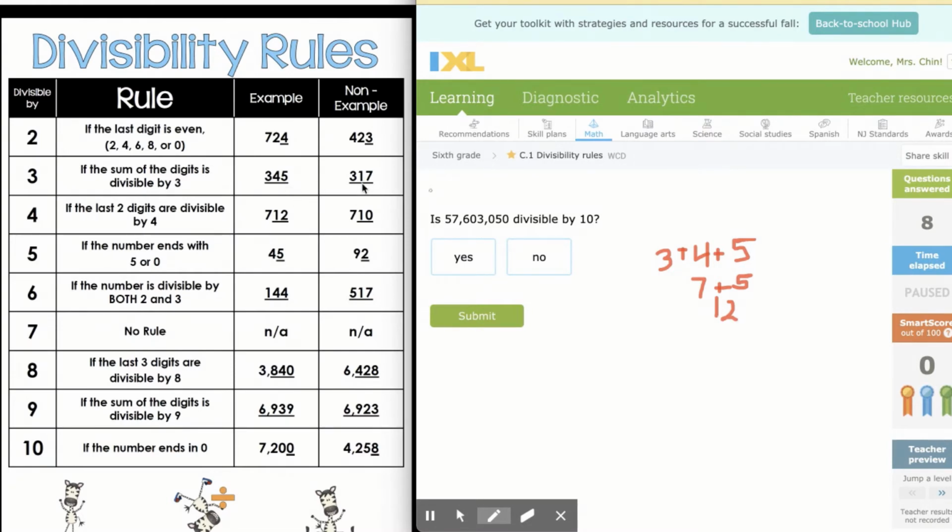That means 345 is divisible by 3. Now, if I look at the non-example 317, if I add 3 plus 1, I get 4. 4 plus 7 is 11. And 11 is not divisible by 3, so that means 317 is not divisible by 3. So that's the divisibility rule for 3. That one is very similar to the divisibility rule for 9.